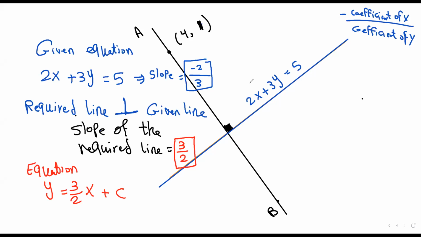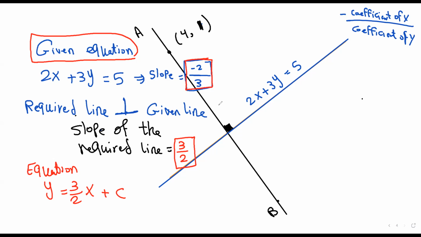Okay, here we have a line, and this line has an equation 2x plus 3y equals 5, as you see. That's the given line. And I want to get the equation of the line that passes through the point 4 and 1. So first of all, what is the slope of the given line? The slope is negative coefficient of x over coefficient of y. It's negative 2 over 3.